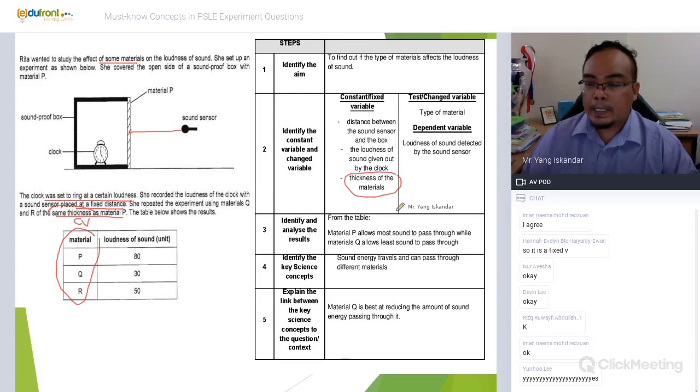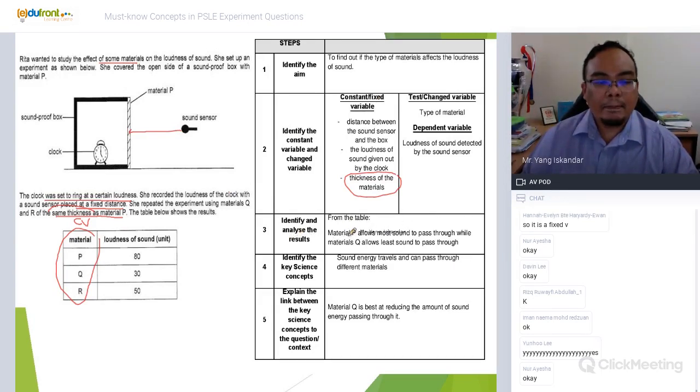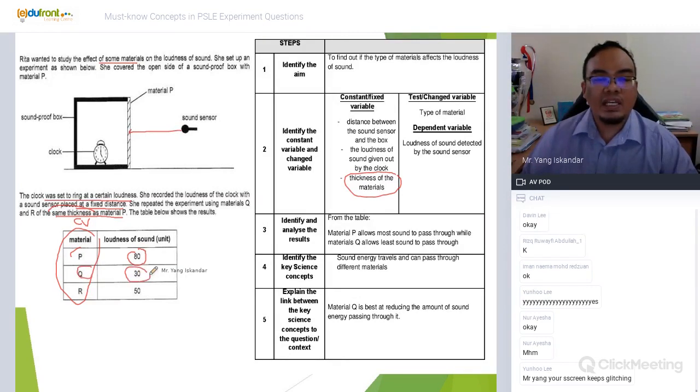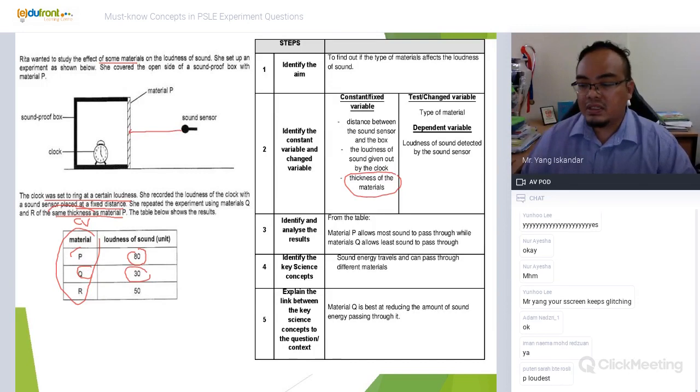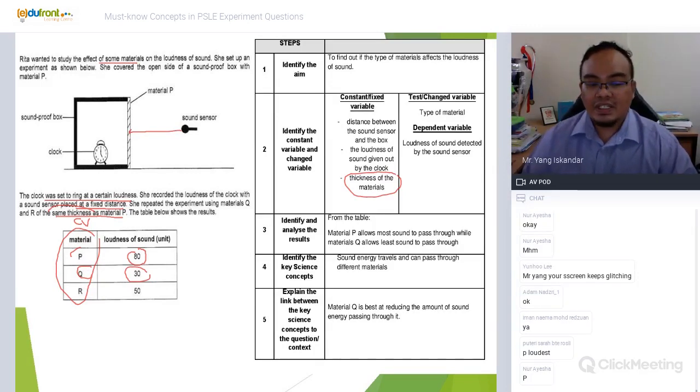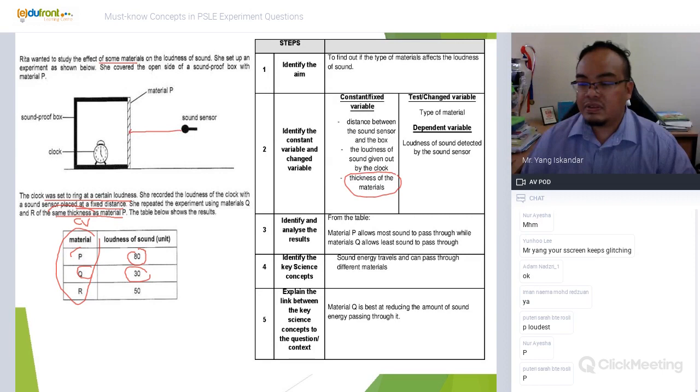And so from the table, we can see that material P allows the most amount of sound to pass through. So you can see material P allows 80 units of sound. Material Q allows only 30 units of sound. Okay, so what does it mean? Which material allows more sound to pass through? Which material is more soundproof?